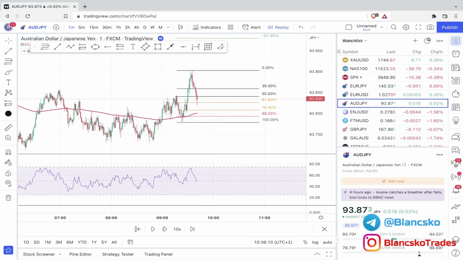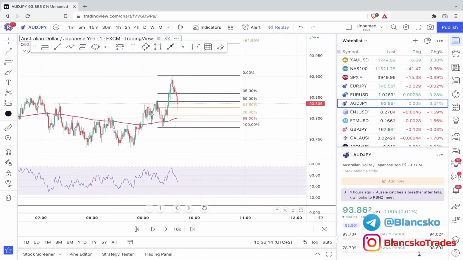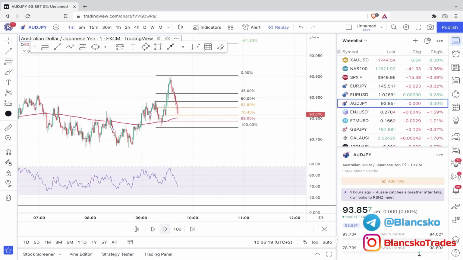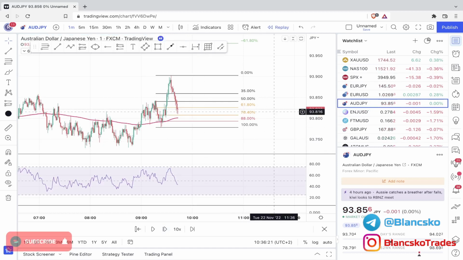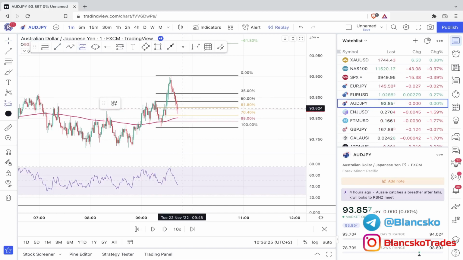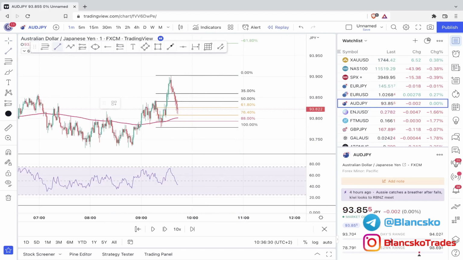Okay, this is a game of confluences. The more confluences we have, the better the entry will be. All right, so now let's wait for the confirmation. Okay, I would get in right there. That would be my doji candle, my candlestick pattern. We also have a hidden bullish divergence. Okay, very clear to see.